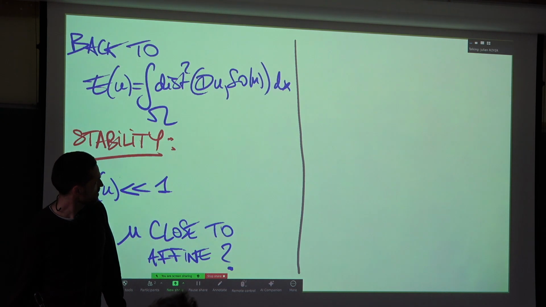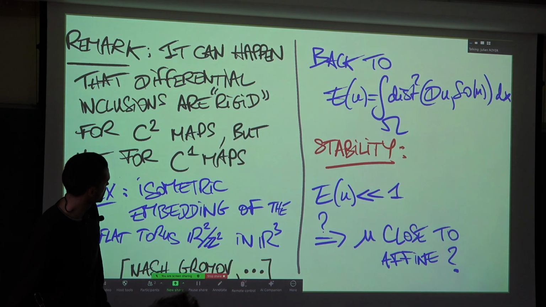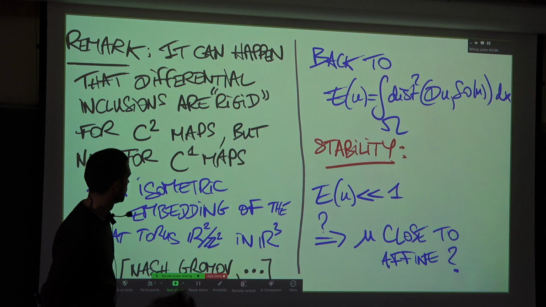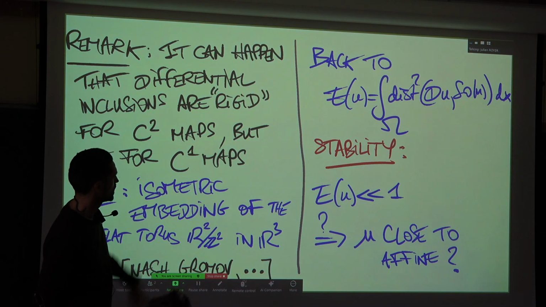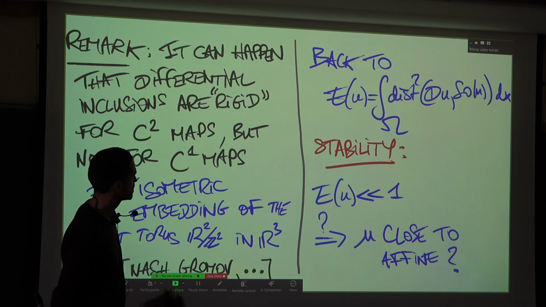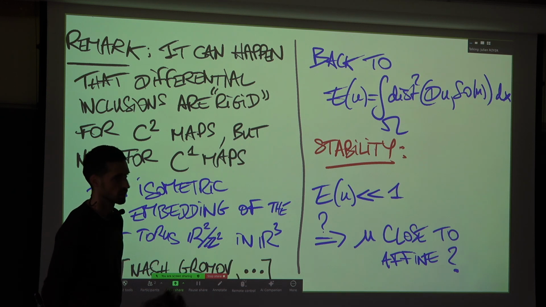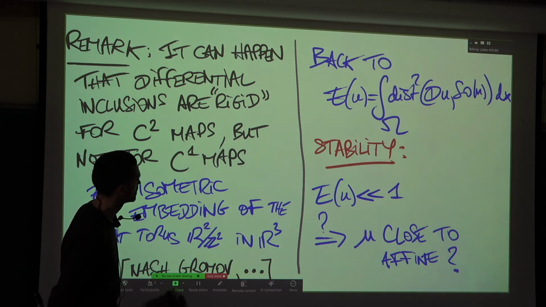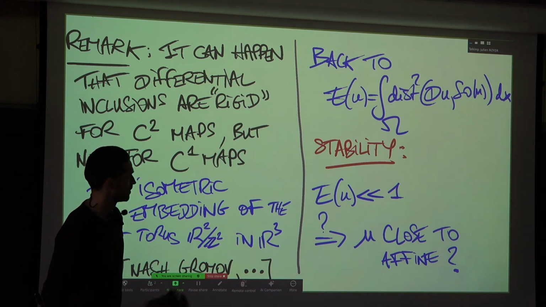End of the parenthesis. If it was too much, then you can come back. Okay, so now we come back to our initial question, which was about that energy. And we have shown that we have rigidity: if the integral of the distance of du to rotations is 0, then u must be a rigid motion. In particular, it must be affine.